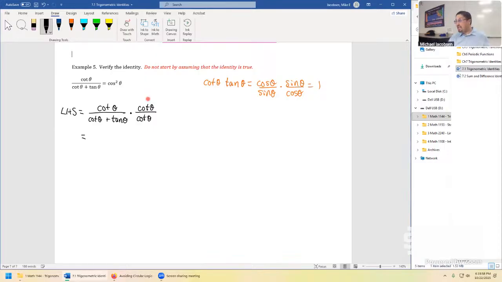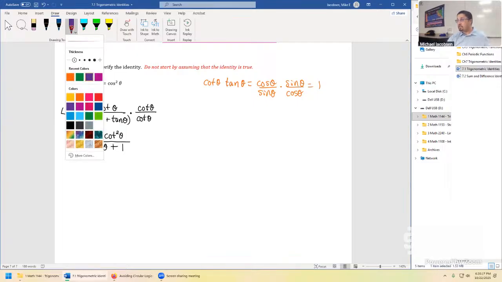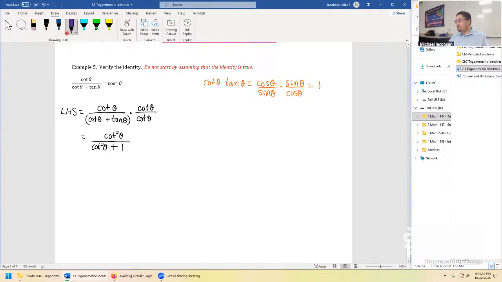Multiply across the numerators, and it's cotangent squared theta. In the denominator, we do have to distribute. So cotangent times cotangent here is another cotangent squared theta. Cotangent times tangent here, that's the plus one. And that's another identity. Recall that there's three Pythagorean identities. We often think in terms of the sine squared plus cosine squared is one. But another one goes tangent squared theta plus one is secant squared theta.